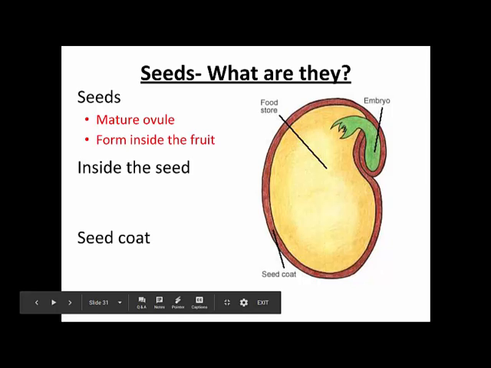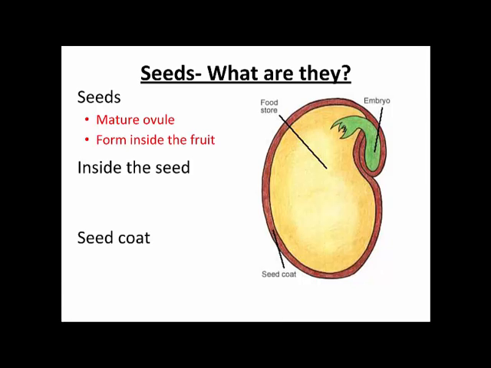So it forms from an ovule that's been pollinated. In order for a seed to actually form, pollen needs to land on the stigma of the flower. It grows a pollen tube down the style, and then a sperm cell from the pollen travels to the ovule, combines with it, and fertilizes the ovule. And once it's a fertilized ovule, it can start to grow into an embryo.